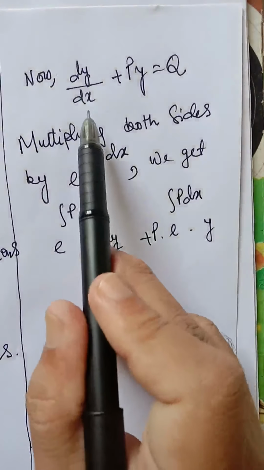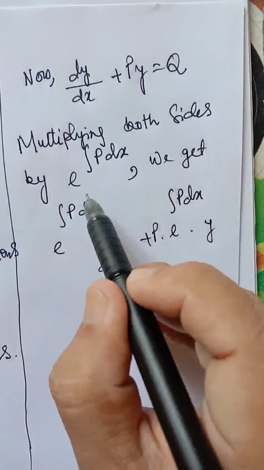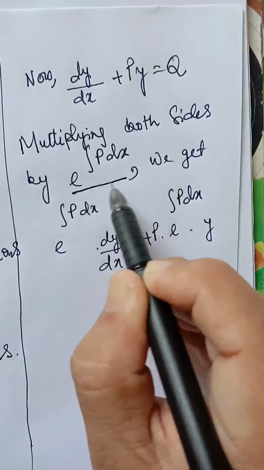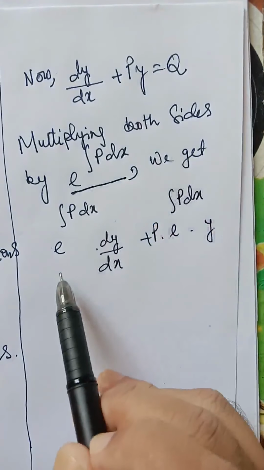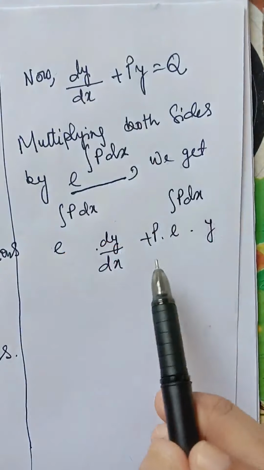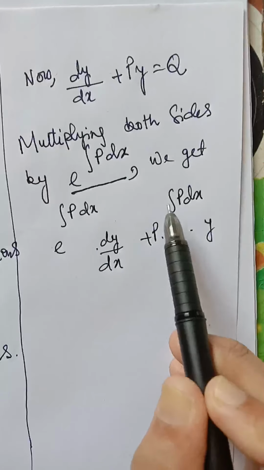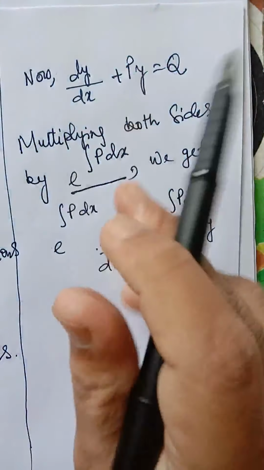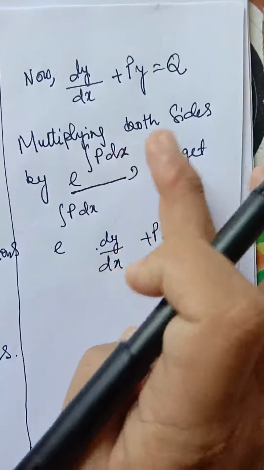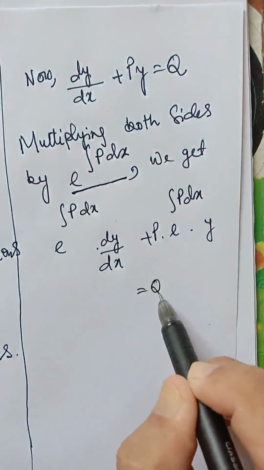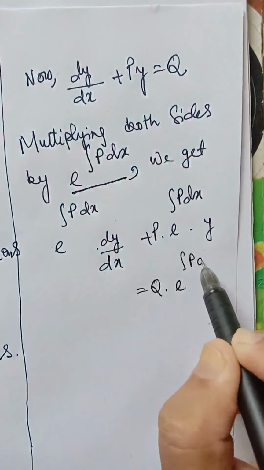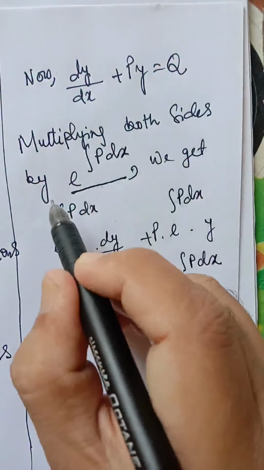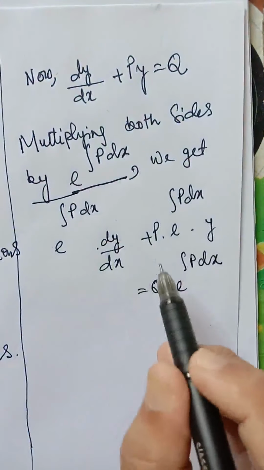And now this is the given differential equation. If we multiply both the sides by e to the power integration of p dx, which is the integrating factor, we will get e to the power integration of p dx into dy dx plus p into e to the power integration of p dx into y. That means we are multiplying this relation by e to the power integration of p dx, and the right hand side will be q into e to the power integration of p dx.